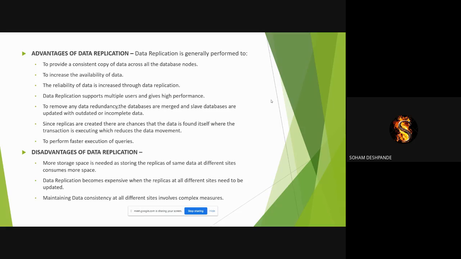And the disadvantages of data replication: more storage space is needed, as storing the replicas of the same data at different sites consumes more space. Data replication becomes expensive when the replicas at all different sites need to be updated. And the last, maintaining data consistency at all different sites involves complex processes.